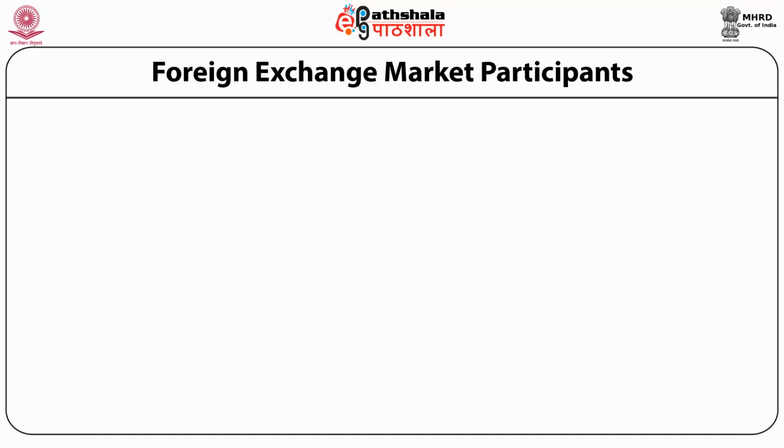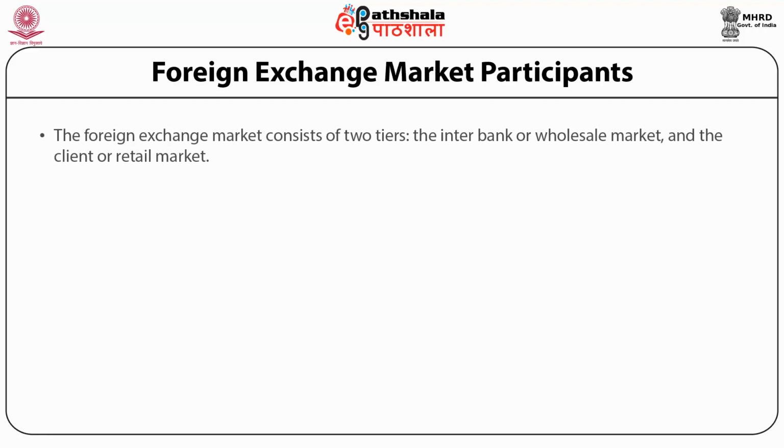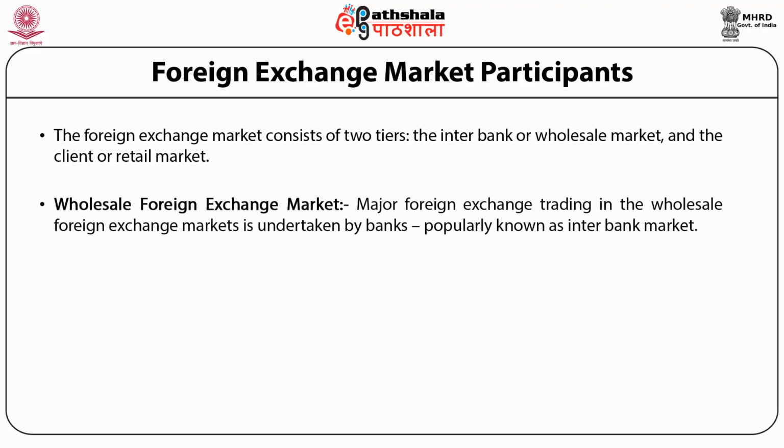Hedging can be done either by means of spot exchange market or a forward exchange market involving a forward contract. Now, let us see who are the participants of foreign exchange market. The foreign exchange market consists of two tiers: the interbank or wholesale market, and the client or retail market.